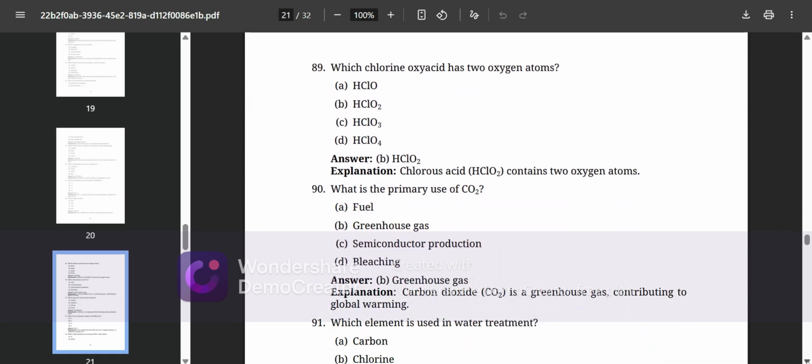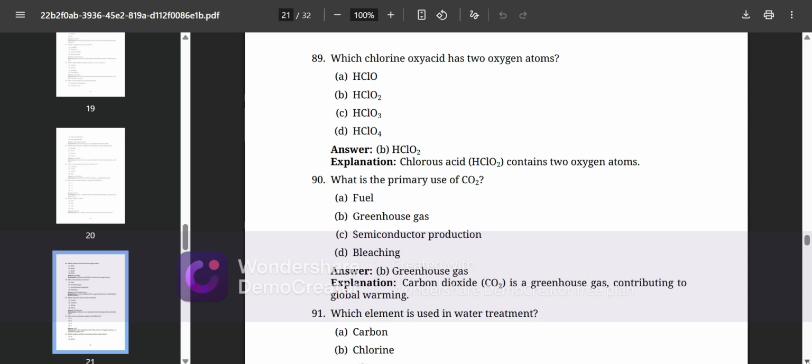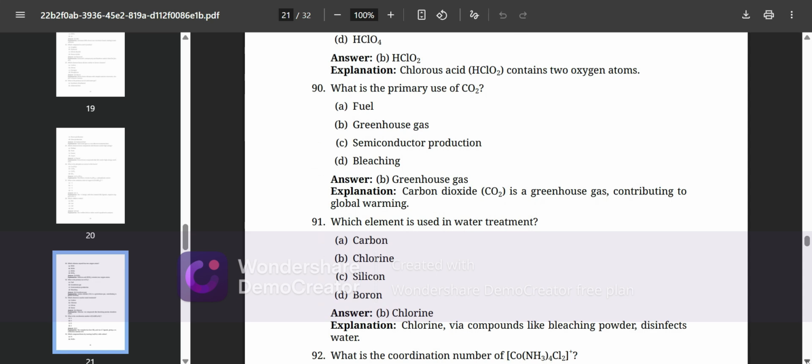Which chlorine oxyacid has 2 oxygen atoms? HClO2, chlorous acid. HClO2 contains 2 oxygen atoms. What is the primary use of carbon dioxide? Greenhouse gas. Carbon dioxide is a greenhouse gas contributing to global warming.